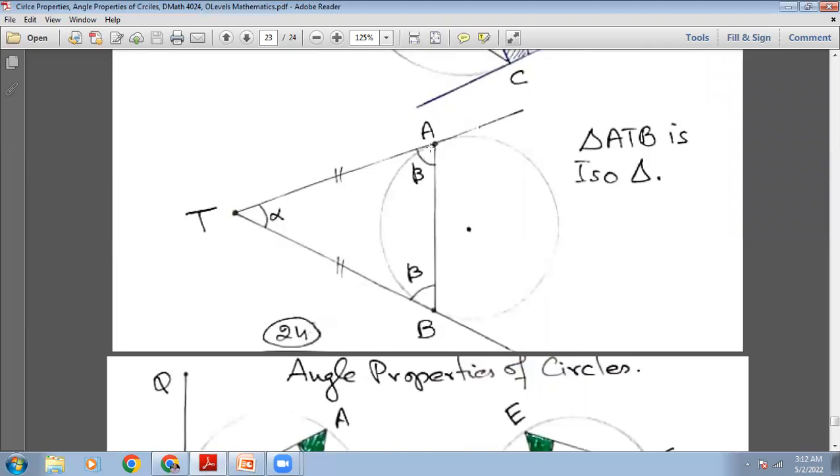If this is angle alpha, this is A and B, the points of tangency. This is the external point from where the tangents are coming. If you join A and B with each other, because these two tangents are equal in length, it will be an isosceles triangle. So if this is alpha, this will be beta, this will be beta.